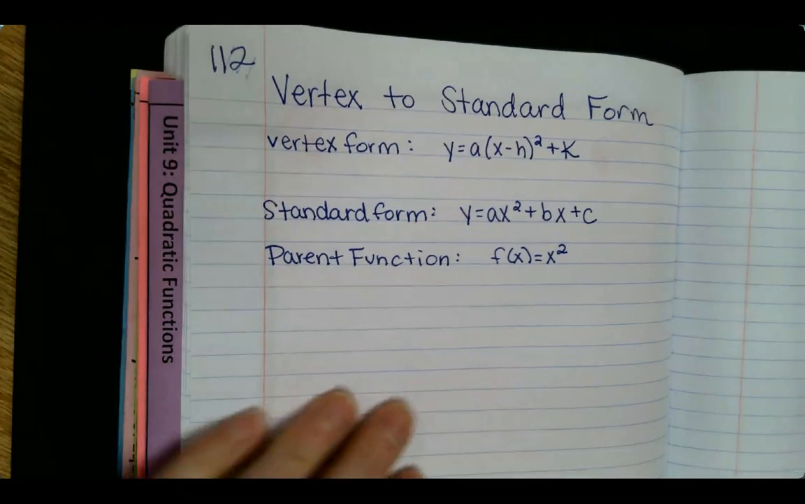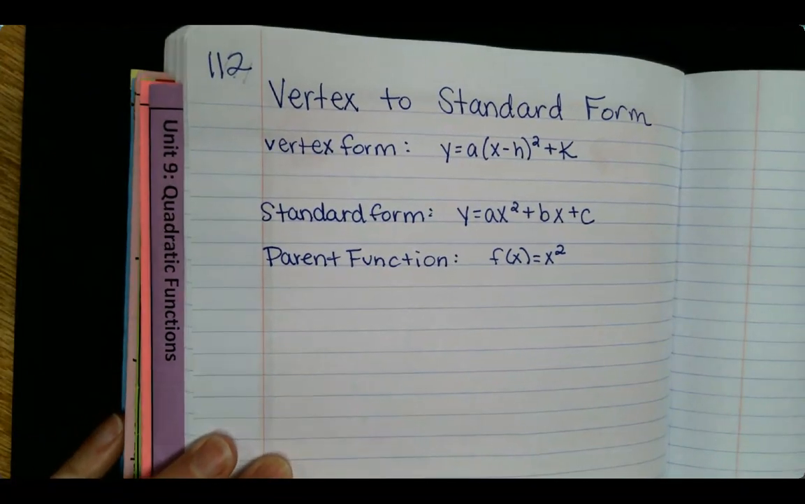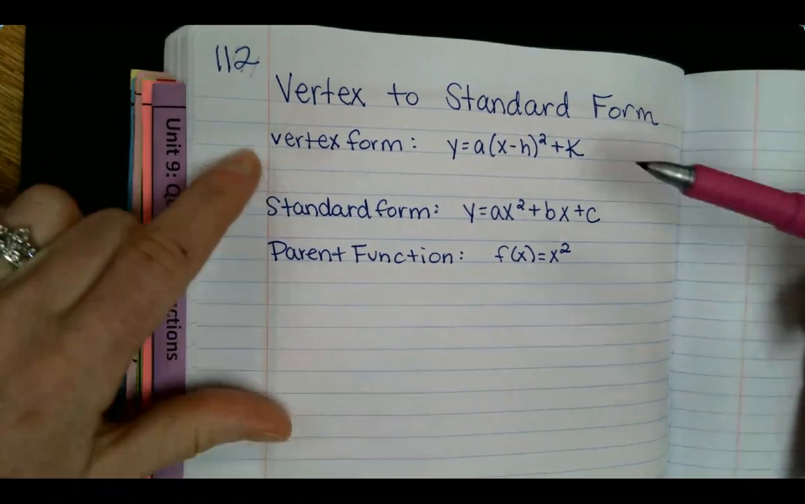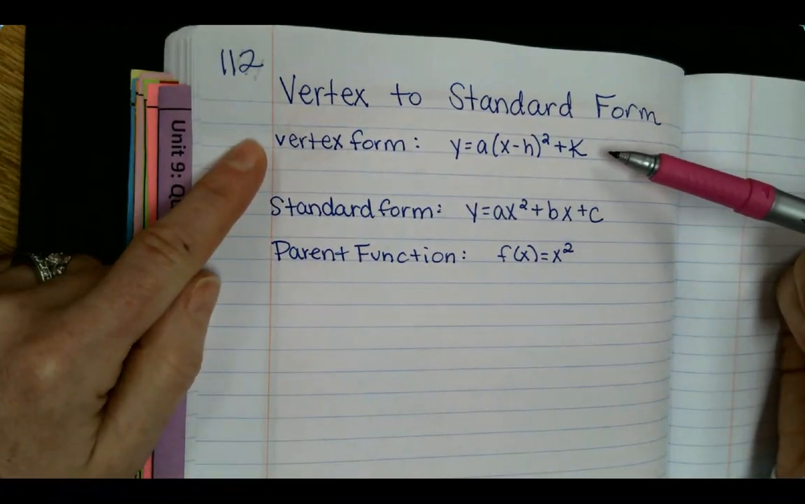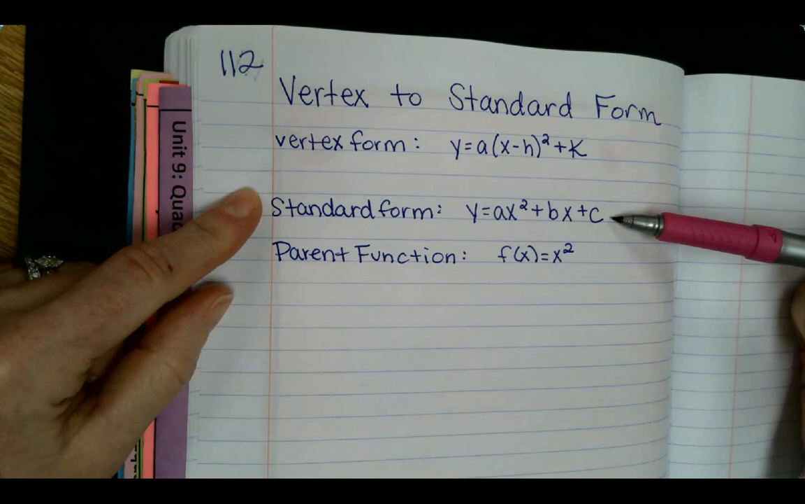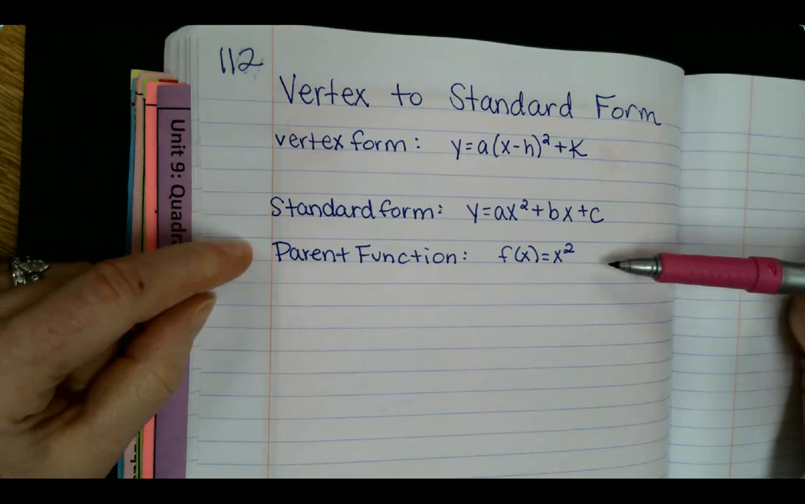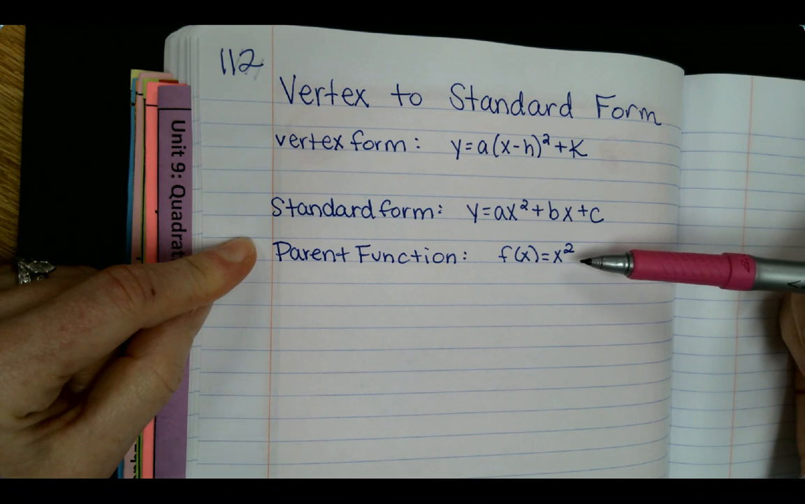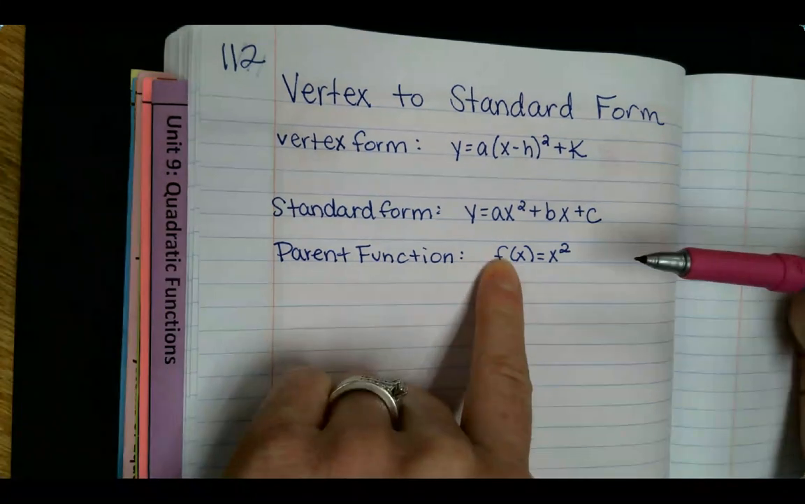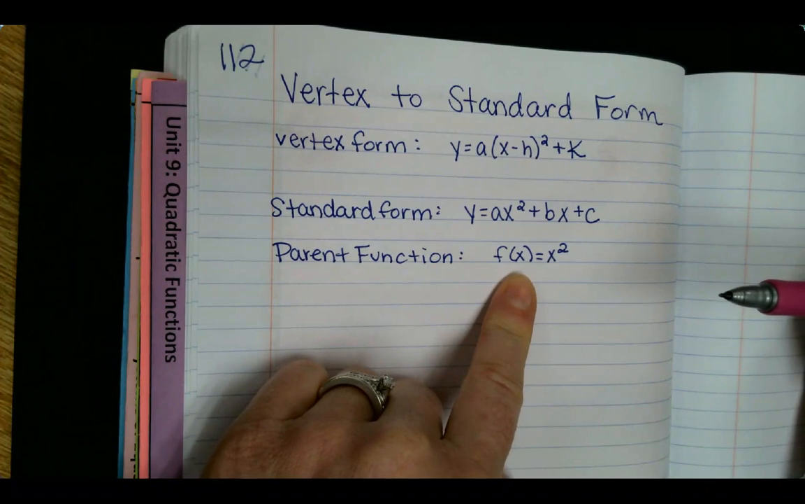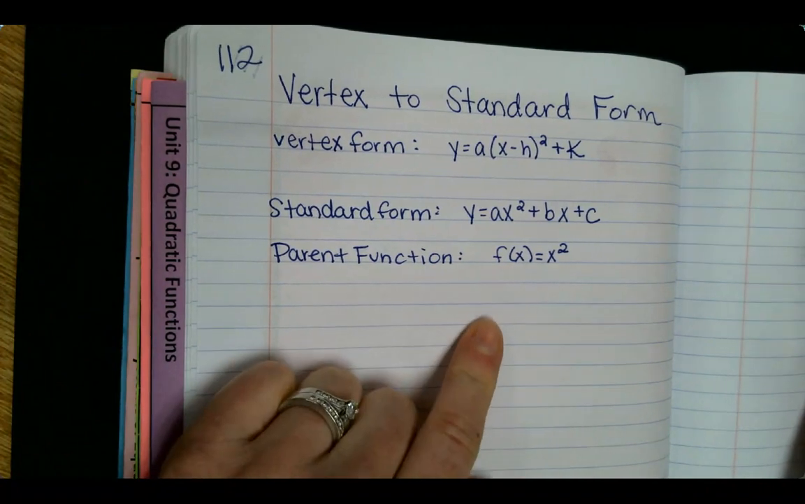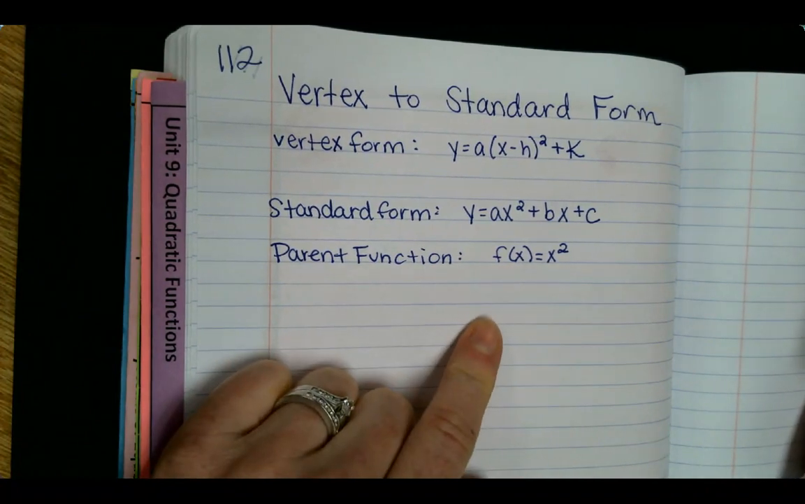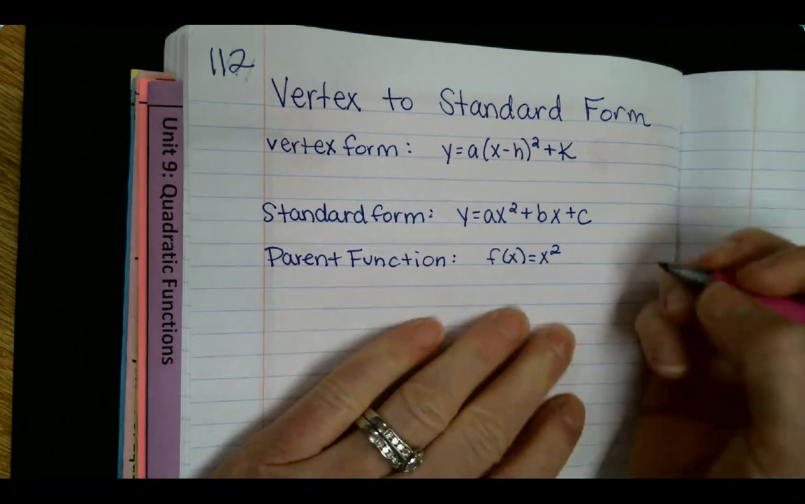All right, we're going to look at the vertex form again today. So just reminders, the vertex form looks like this. Standard form is this. And then our parent function is y equals x squared. Remember, f of x and y equals, they're the same. Your parent function goes to the origin and it's going upward.